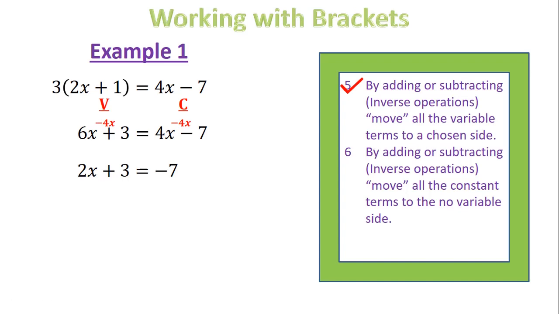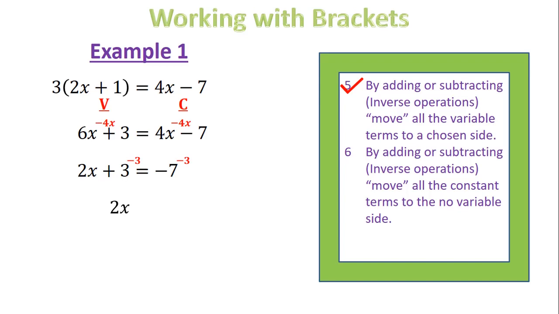Step 6. By adding or subtracting, move all the constant terms to the no variable side. And so what I need to do is get that plus 3 on the left hand side to the right hand side. By adding or subtracting, so I need to get rid of the plus 3. I subtract 3 from both sides.